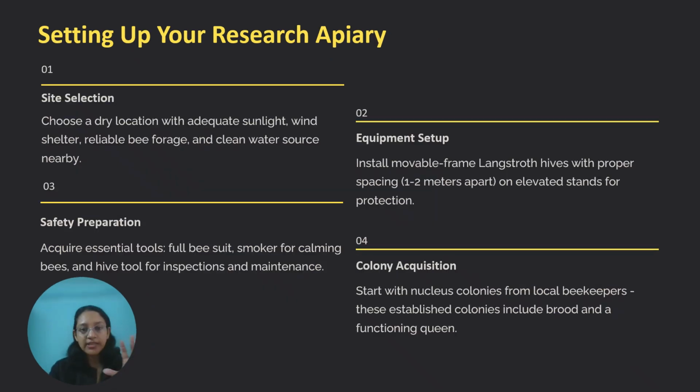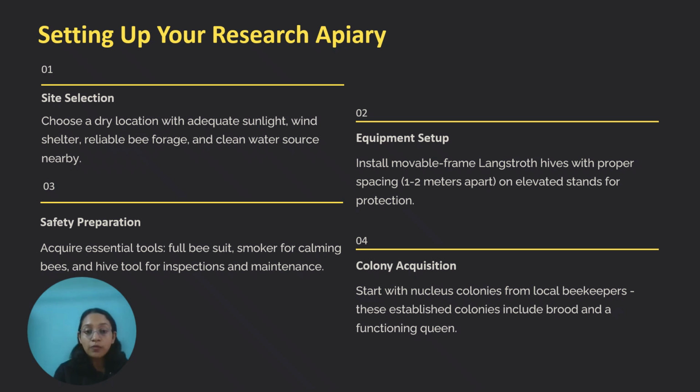Then how to set up the research apiary, like site selection, very important. We have to choose the location very carefully. First of all, we have to select a dry location with adequate sunlight, wind shelter, reliable bee forage, making sure that they don't go through scarcity of food or energy, and clean water sources nearby.